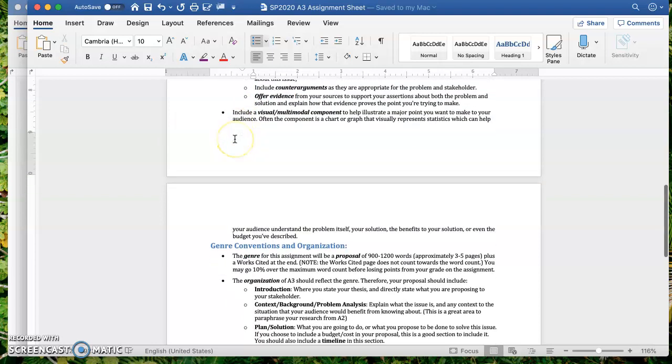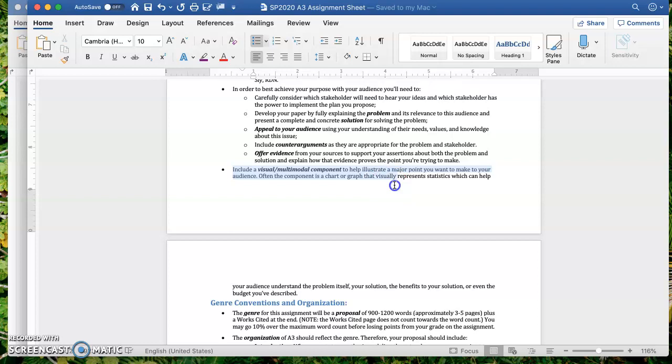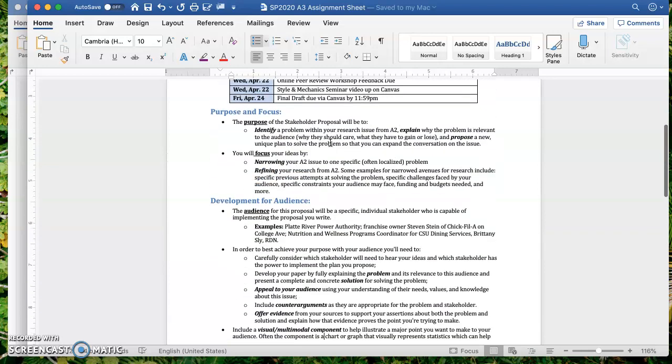I would also like you to include a visual component in your A3. So a visual component would maybe look like you could have a graph or a chart, perhaps an image. I'll talk a little bit more next week about what I would like you to have for this visual element.